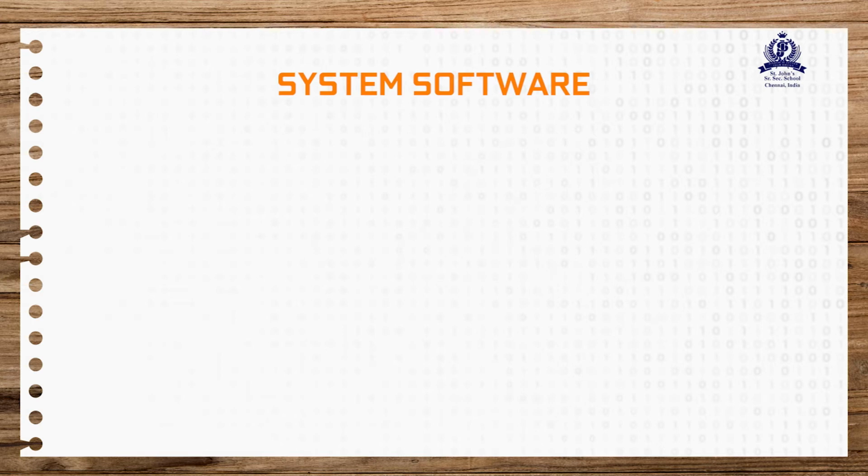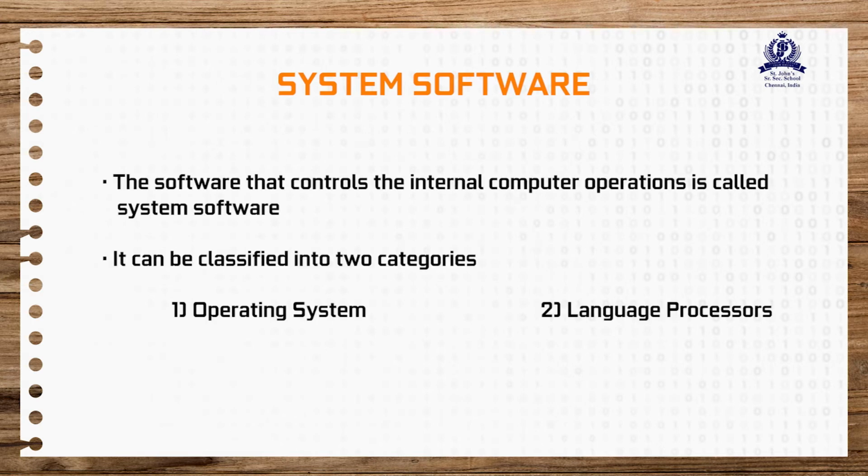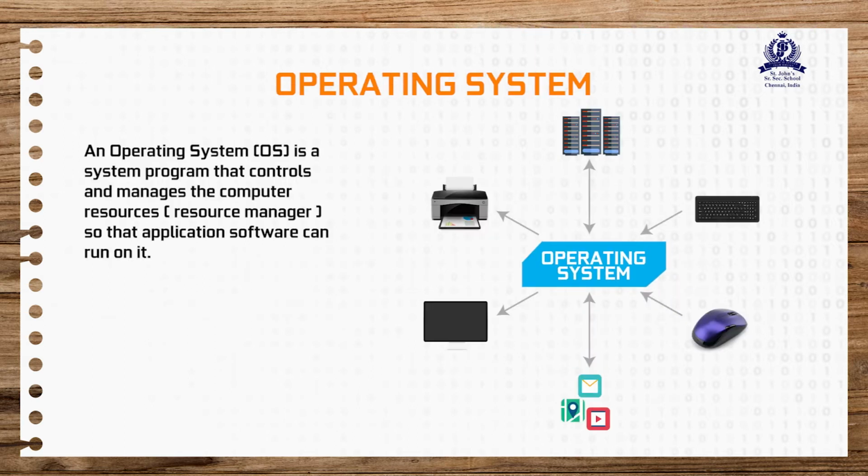The first one is system software. I already told you the system software controls the entire operation of a computer system. This system software is divided into two types: one is the operating system and the other is language processors. Both are very, very important in system software. So what is an operating system? The operating system is one of the system software. It controls and manages the entire computer resources. That is the use of the operating system.